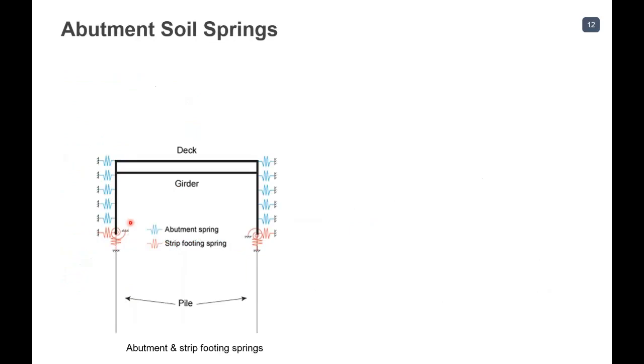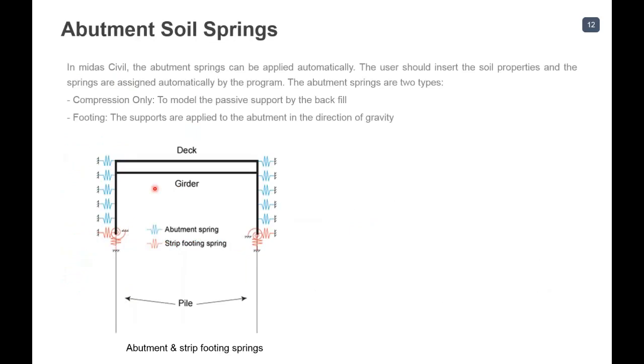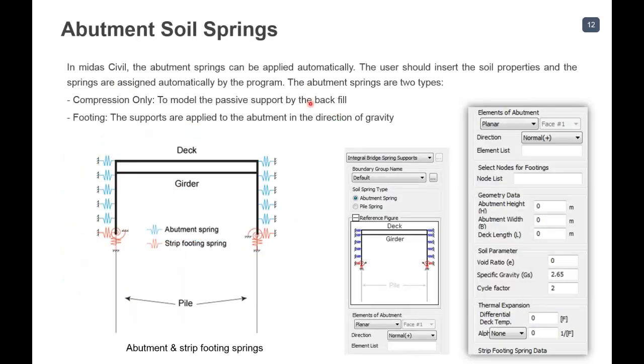So that's what it's given here. The abutment springs can be applied automatically. By that theory, you can calculate the spring stiffness manually, but the program allows you to calculate it automatically by itself using this command, which is your integral bridge spring supports. I'll show you this in the program.